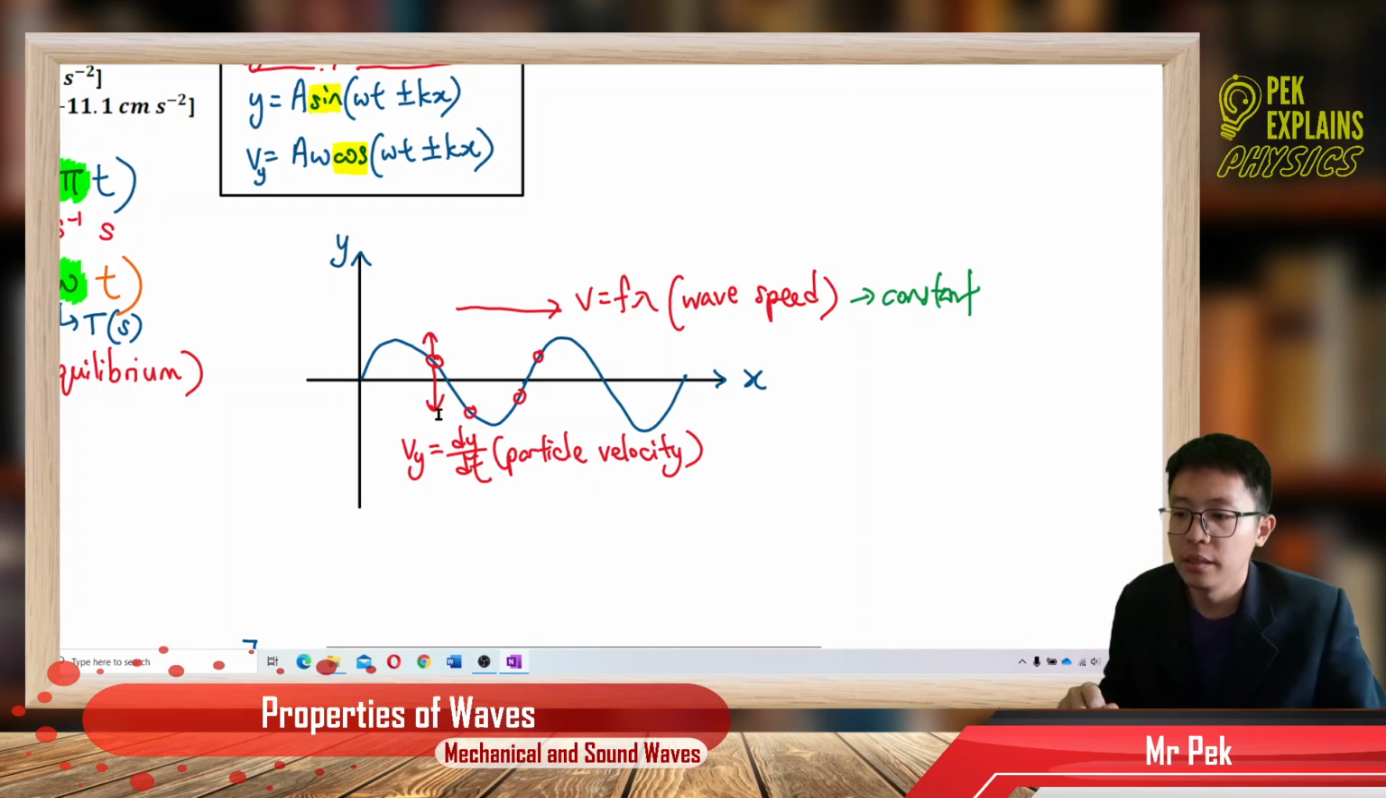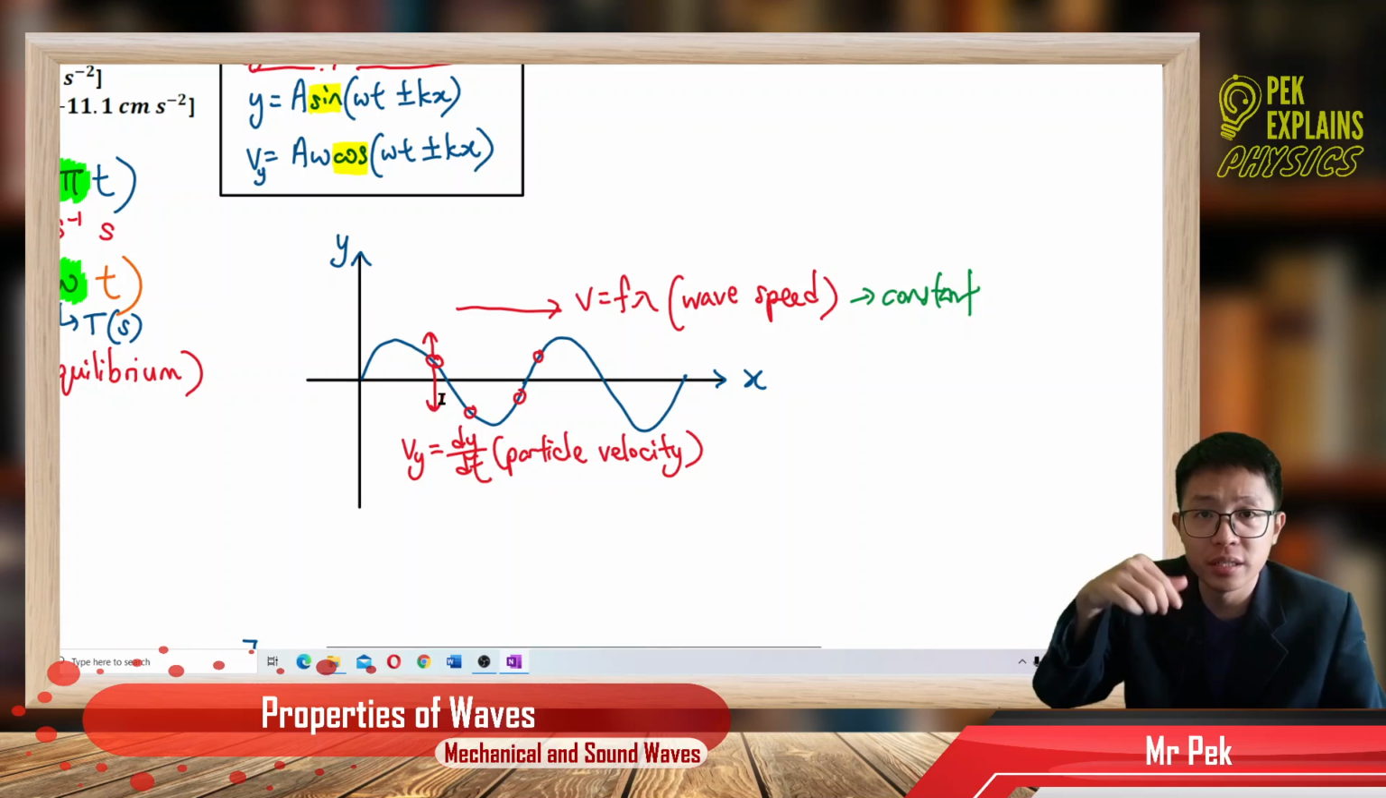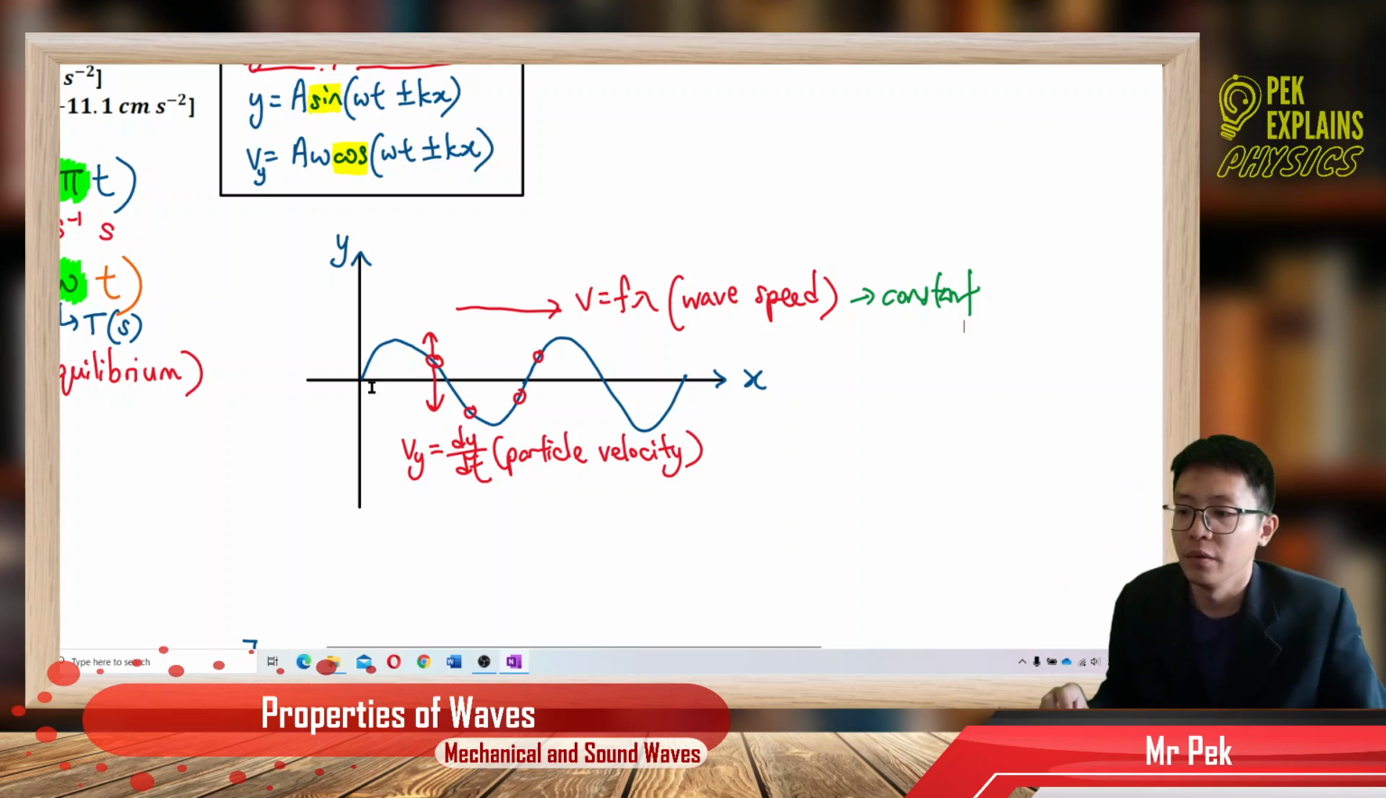Particle velocity is the vibrational velocity of each particle oscillating up and down, up and down, up and down. We know that the whole wave consists of many particles, all oscillating up and down, up and down.